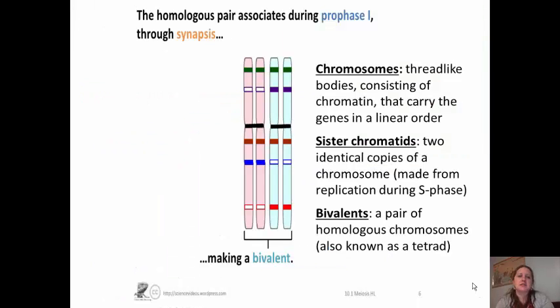All right, so let's talk about synapsis, or this joining of the chromosomes. The chromosomes are going to pair up in their homologous pairs, and this results in what's called a bivalent. It's also known as a tetrad. I refer to it a little more often as a tetrad than a bivalent. But remember that chromosomes are the thread-like bodies that have both the chromatin and the genes, and then the sister chromatids. Each side here, this is one sister chromatid, this is another, is an identical copy of a chromosome.